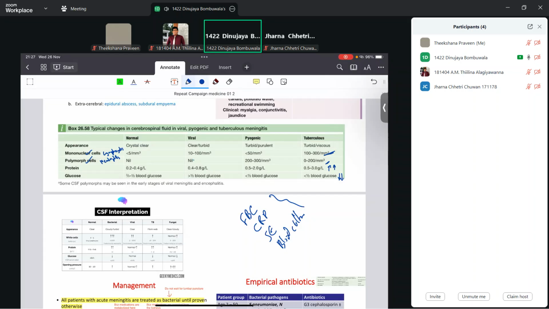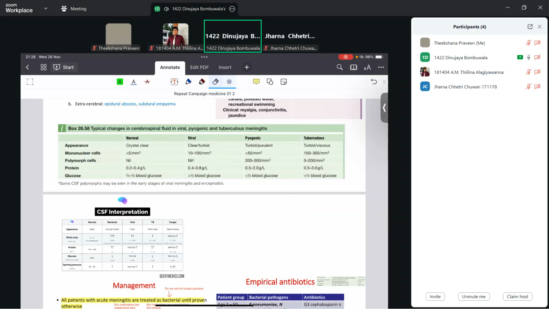We should not delay. If possible, we should take CSF before administering antibiotics, but it takes time. So what we have to do is take these investigations first, and then administer antibiotics, and later on we can do a CSF tap if possible, because we need senior help for that. I'm talking about this because we need those things for our long case discussions as well. So these are the things we have to do. Okay, you got it.